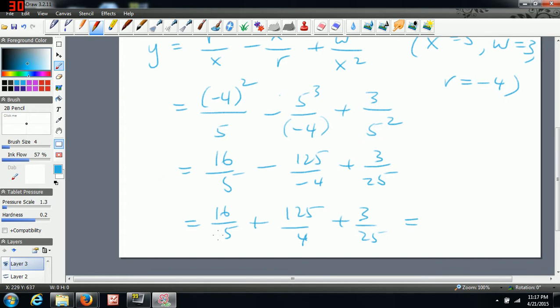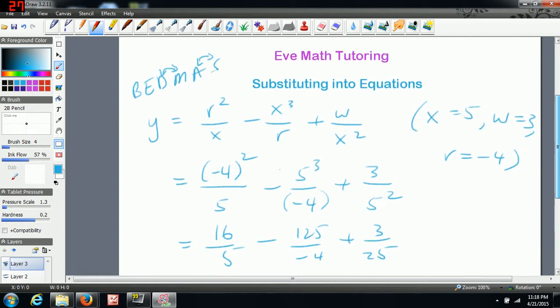So if you converted these to decimals, you would do 16 divided by 5, and you get 3.2. Plus 125 divided by 4, which would be 31.25, and then plus 3 over 25, which would be 0.2, and when we add all those up, we would get 34.57. Okay, however, if you were asked to have the answer in fraction form, then you would have to get common denominators, and then you would be able to add up the fractions. Okay, so that's another example there.